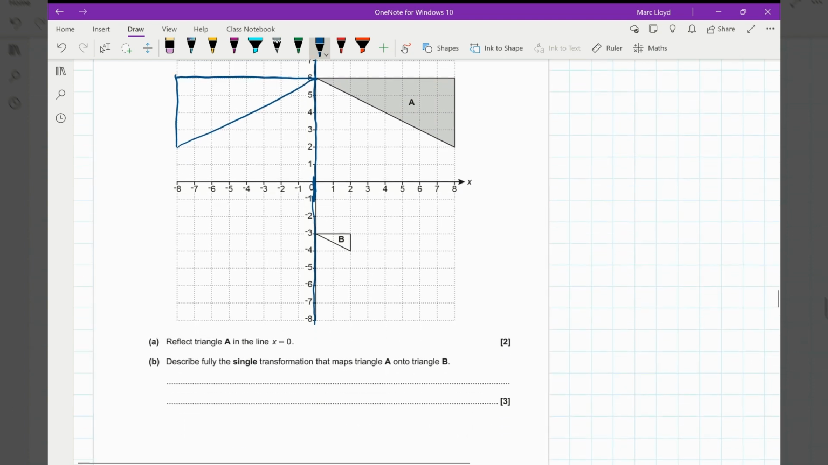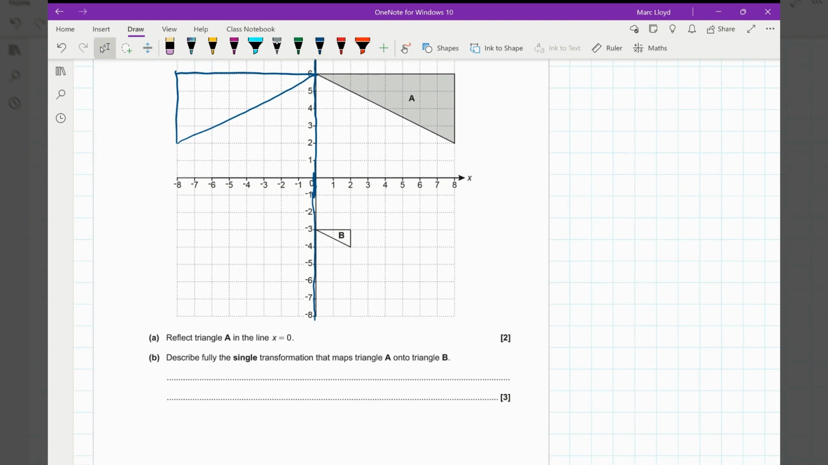Describe fully the single transformation that maps A onto B. So A onto B is an enlargement of scale factor. So we get 1 mark for saying the enlargement. Now the scale factor, 1, 2, 3, 4, 1. So it's shrunk, A onto B is shrunk by a scale factor. So it's been multiplied by a quarter. So you can see this height here is 4 and it's gone down to 1. So it's been divided by 4, making it multiplied by a quarter.